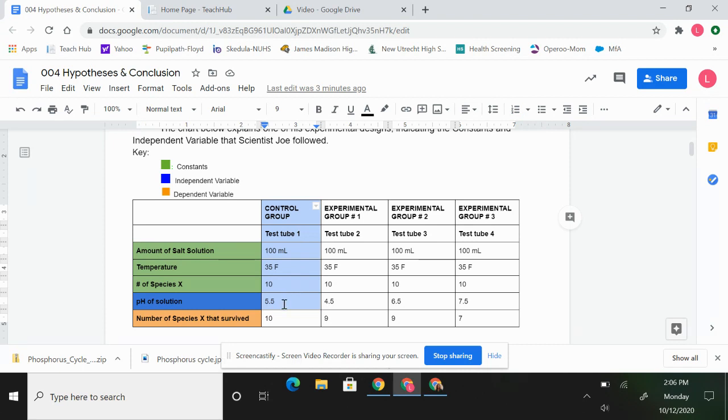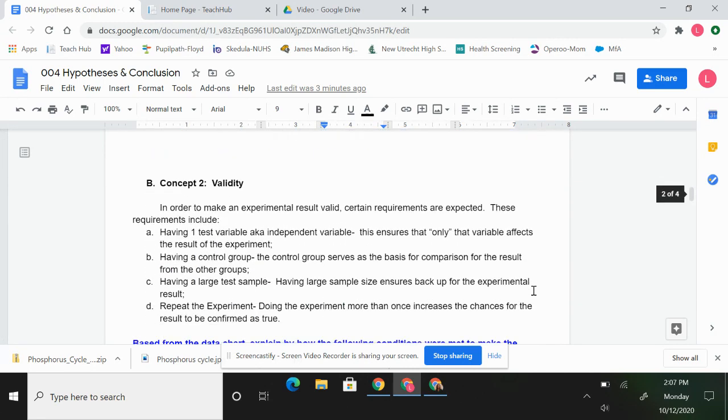5.5, according to the given, is the natural environment for species X. And for the experimental group, we have 3 sub-experimental groups where the pH of the solution was changed. Okay? So that makes this experiment good for the second condition.